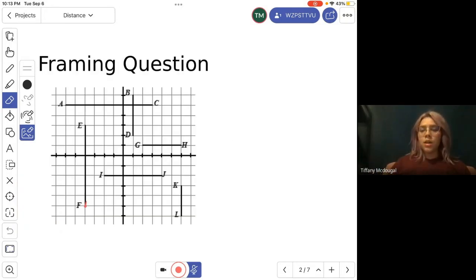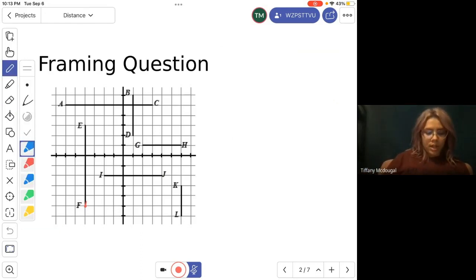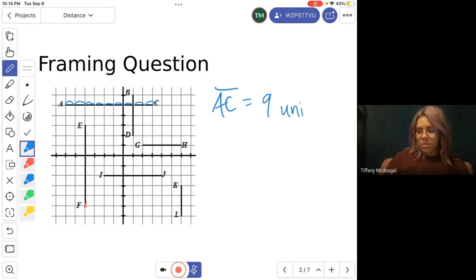So the first thing I want to point out here with our framing question is that you already know how to find the distance of a line. If we are looking at these four examples, let's say we want to find the distance of line AC right here. That would be 1, 2, 3, 4, 5, 6, 7, 8, 9 units, right? 9 boxes, 9 units, depending on what these units represent, what this coordinate grid is. It could be feet, it could be inches, could be meters, however. But you know how to do that. You count the boxes from one point to the next, and that's how you find the distance.